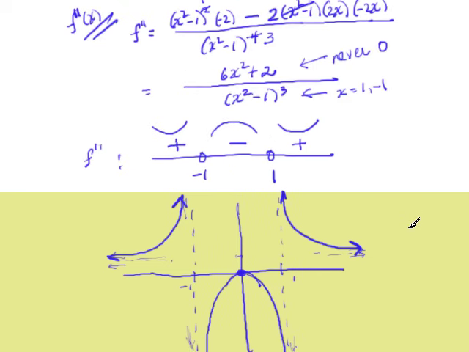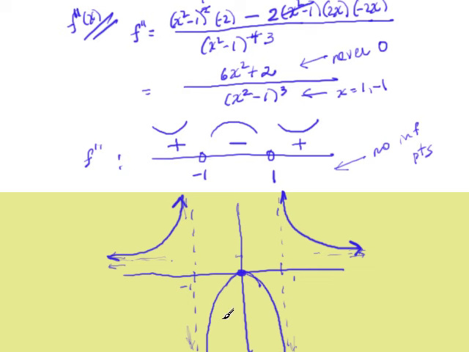Well, here's f double prime, and we see that from 1 to infinity, the curve is concave up, and that's the way we drew it. Between -1 and 0, it's concave down, and between -infinity and -1, it's concave up. So that's the way that confirms what we drew before. We also have no inflection points. Notice these are not inflection points because they're asymptotes. So we have no inflection points here.